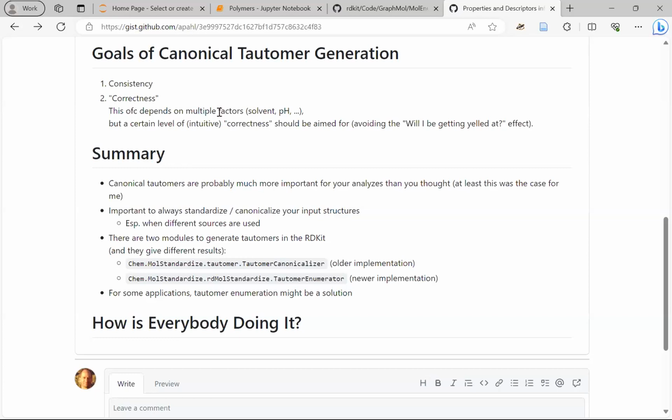So, to sum this quickly up and maybe open it to discussion, but again, I really do not want to go into this rabbit hole. Maybe we can rather discuss how everybody is doing it. But at least for me, tautomers and also the canonical tautomers are much more important to my research than I initially thought. I can really say that about me. Although we have talked about tautomers multiple times here in the UGM.